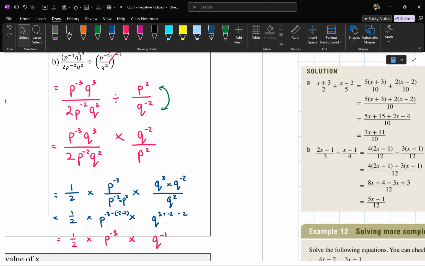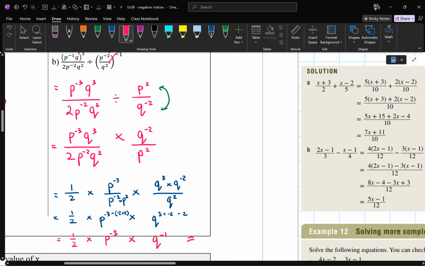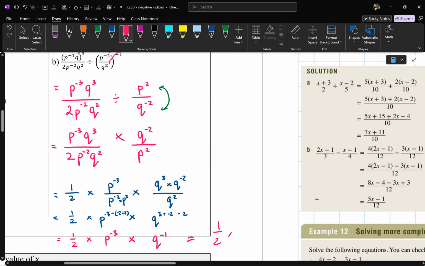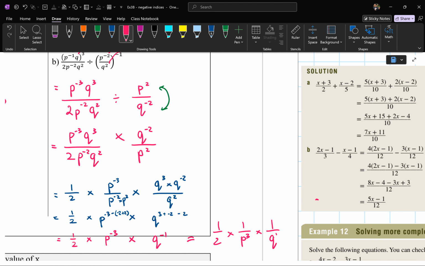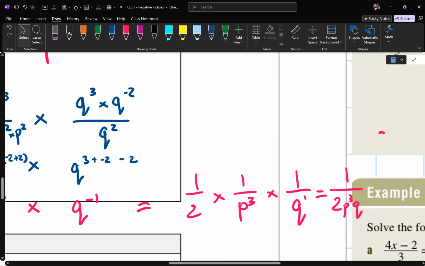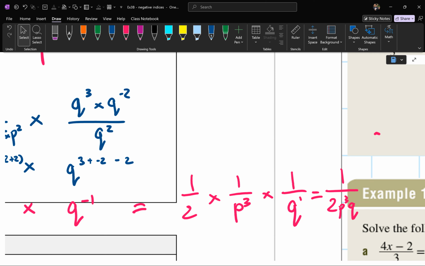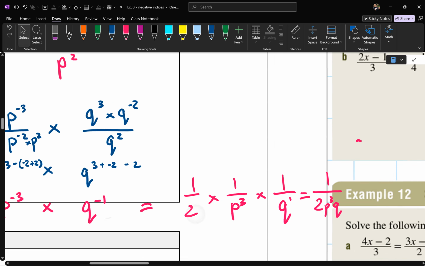Okay? Answering the question, p^-3 and q^-1 is the same thing as saying, whoops, half times 1 on p cubed times 1 on q to the power of 1. So really your answer is 1 over 2p³q. Okay? And that's pretty much what you'll be doing in today's lesson.